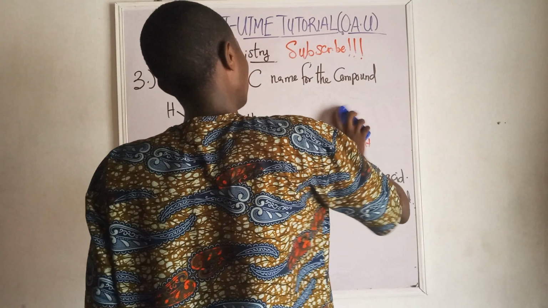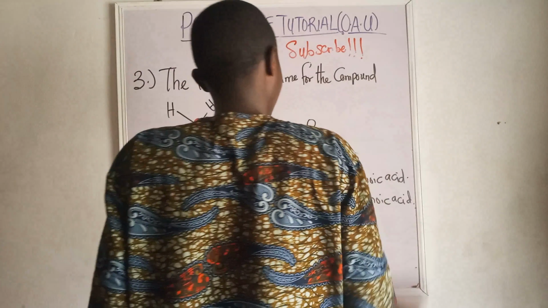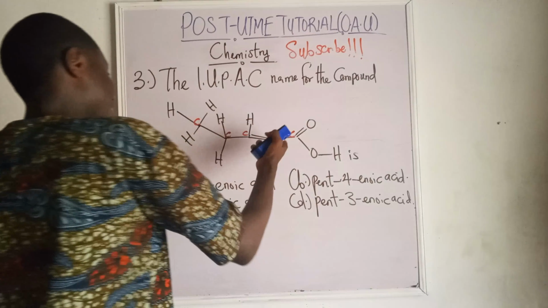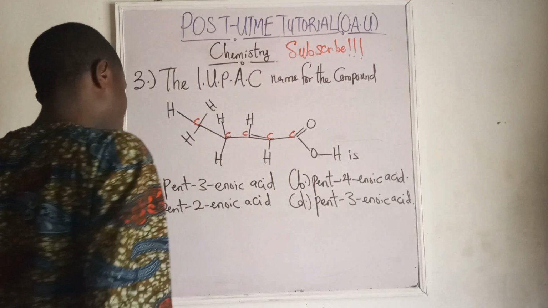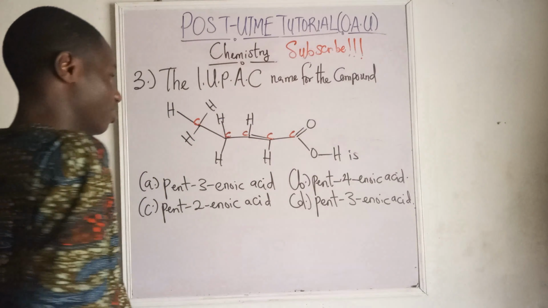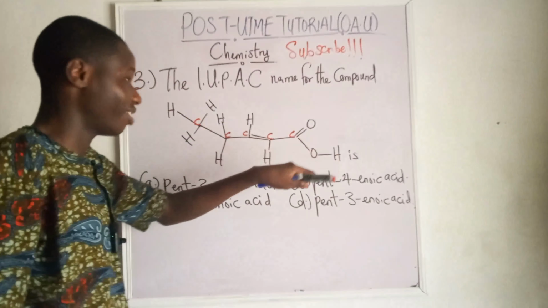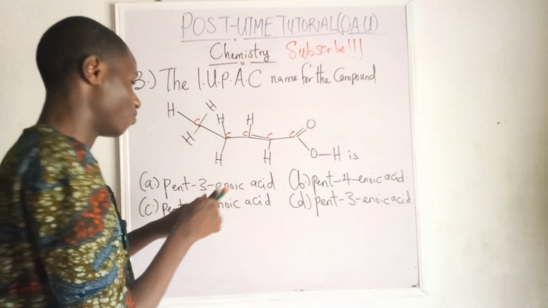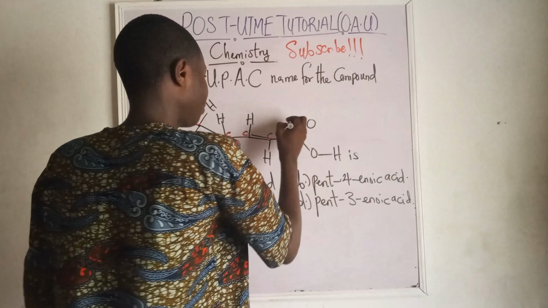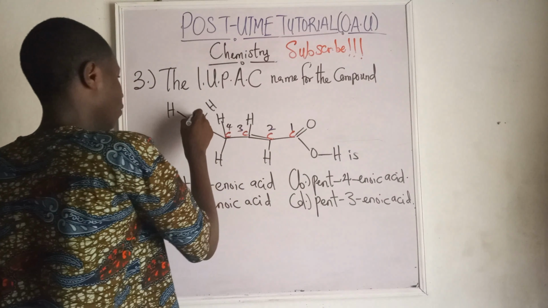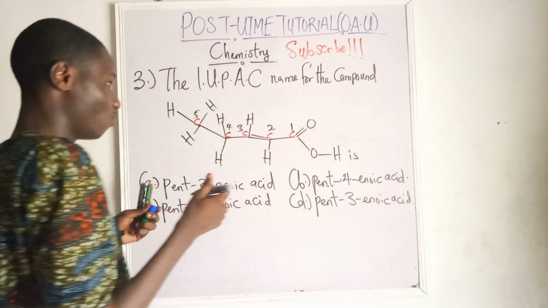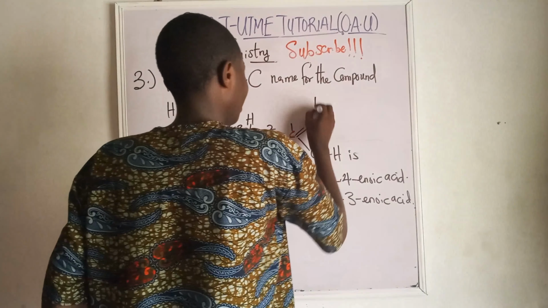Now, because we are able to get that this is where carbon is, the next thing you are going to ask yourself is, how many carbon do we have here? Count it. We have 1, 2, 3, 4, 5. So 5 carbon. Our first thing here is pent.